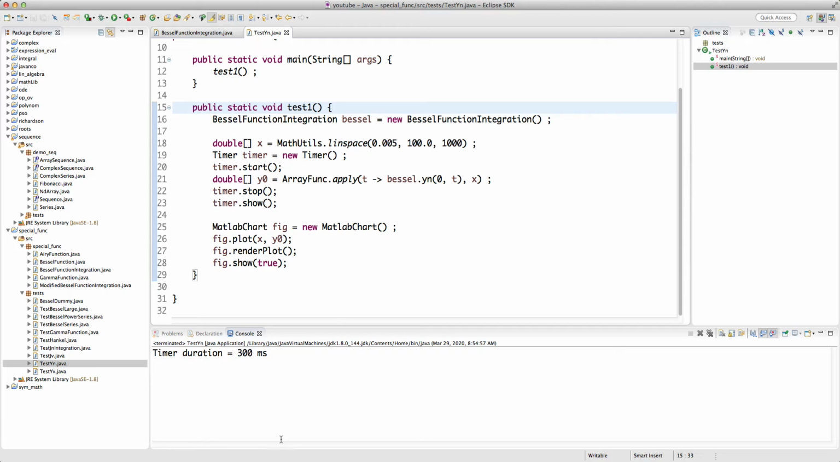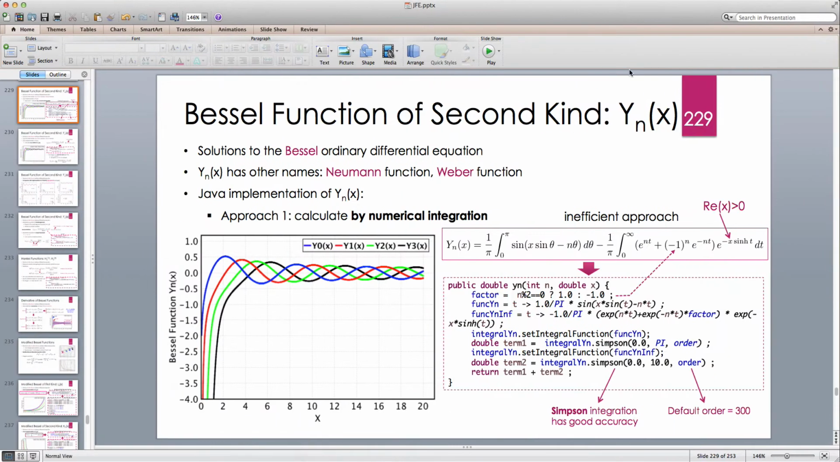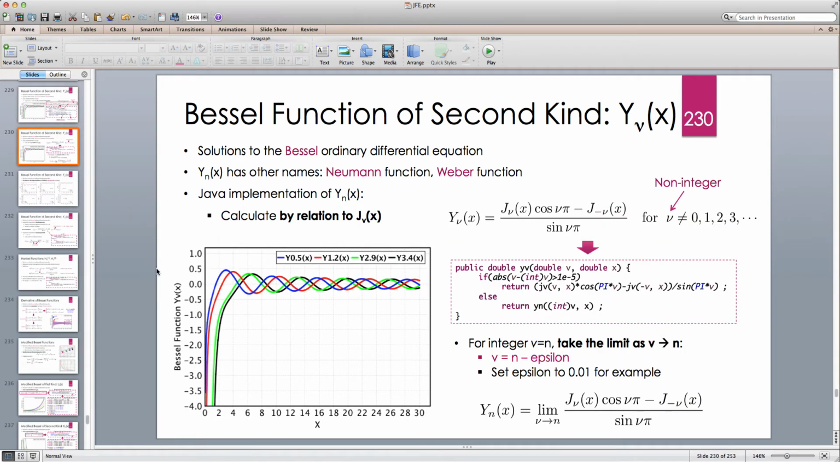So this is an implementation of Y for integer index. So what happens when the parameter is not an integer? Then this integral representation is not valid anymore, right? So we have to switch to another implementation. So when we want to implement Y nu, where nu is not an integer anymore, right?